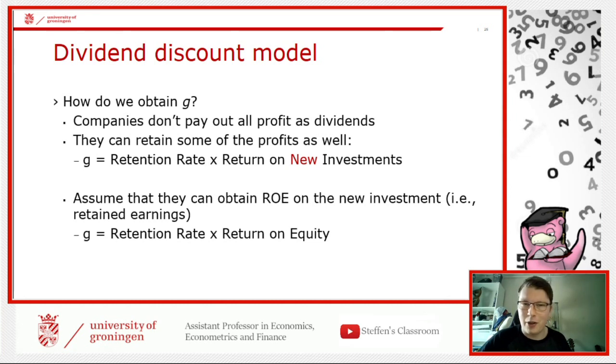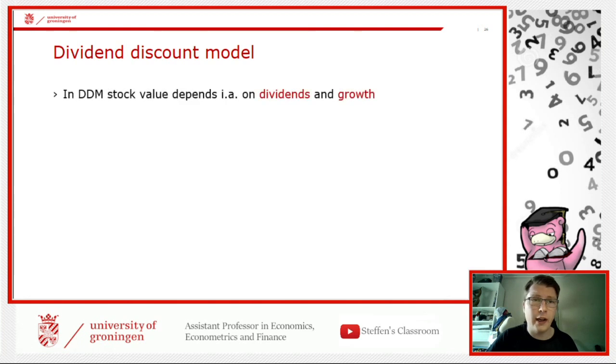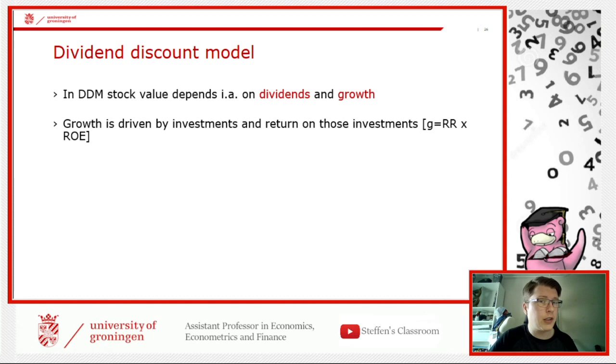And this is exactly the point of the question in the chat. So very good question. So g can be calculated as the retention rate multiplied by the return on equity. Okay, so now we can try this dividend discount model out a little further. We value dividend and growth. Growth is given by investments. So investment drives growth, growth drives investment, whichever way you want to put it. But you can see here that growth can be calculated as the retention rate multiplied by return on equity.